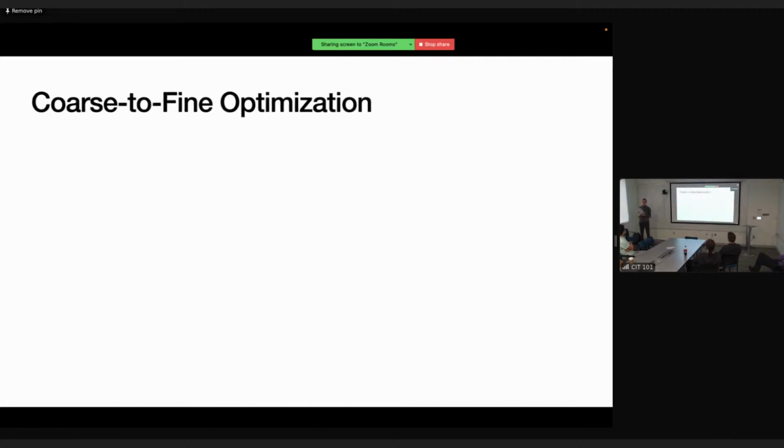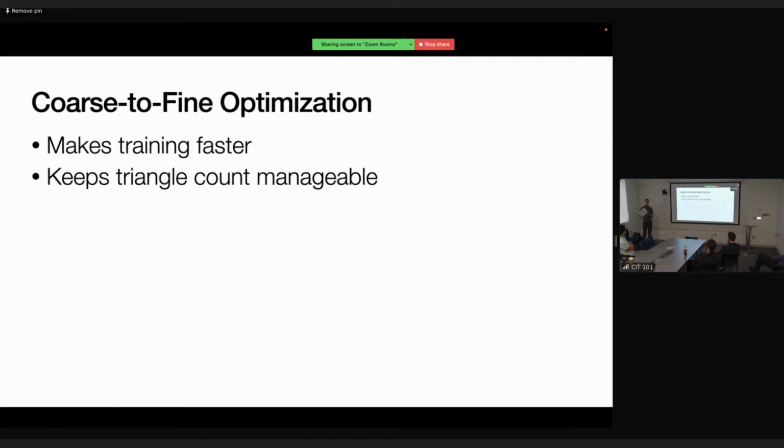Okay, and then the next trick we have is coarse-to-fine optimization. This is a classic for any graphics and vision thing. This makes training faster, and it also keeps triangle count manageable. Because if you start with a fine resolution, then you get all of these crinkled surfaces. Whereas if you start with a coarse resolution, you get smooth surfaces, and you subdivide them and they sort of stay smooth.